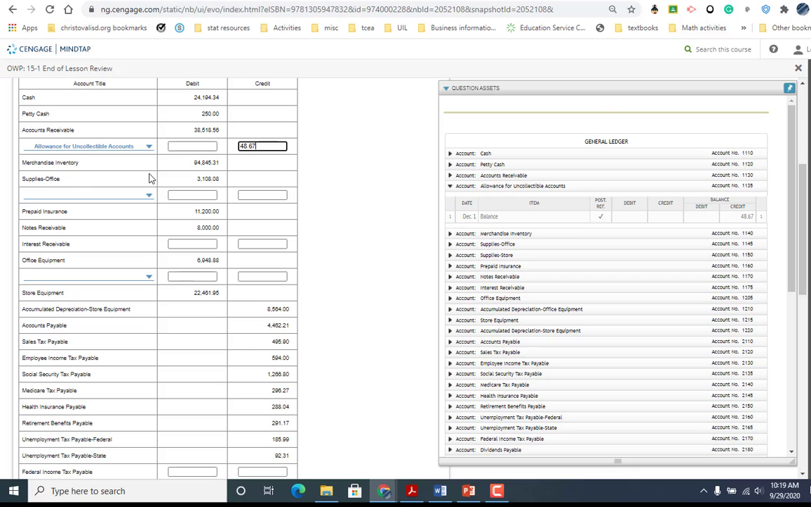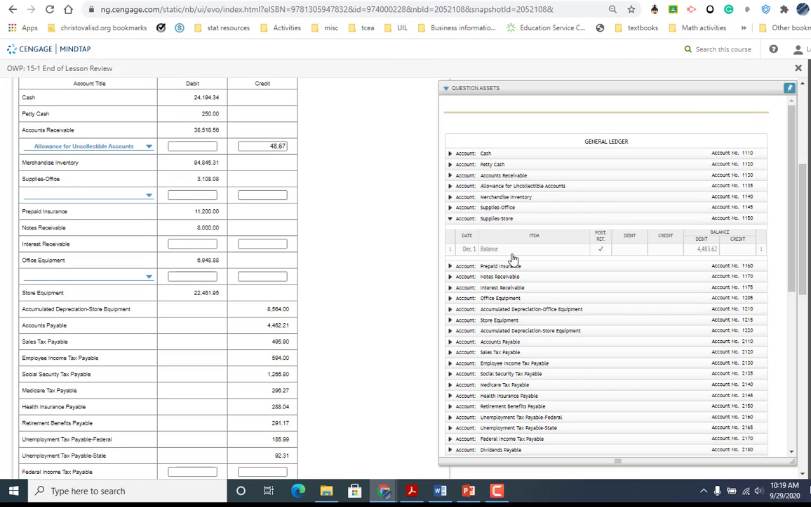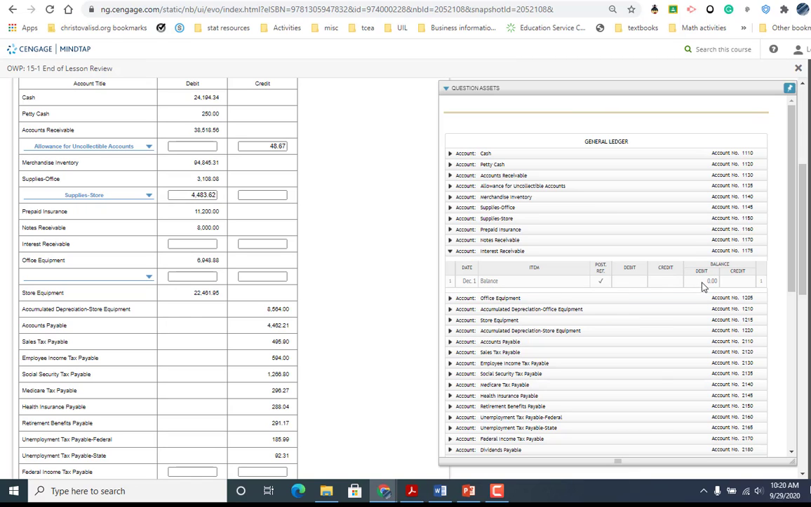So merchandise inventory is taken care of. Supply office is taken care of. The next thing is supply store. Supply store is our asset account for supplies. It has a debit balance of $4,483.62. And then we have prepaid insurance, notes receivable. Interest receivable is left blank. So let's look and see what's happening on interest receivable. It has a 0 balance.